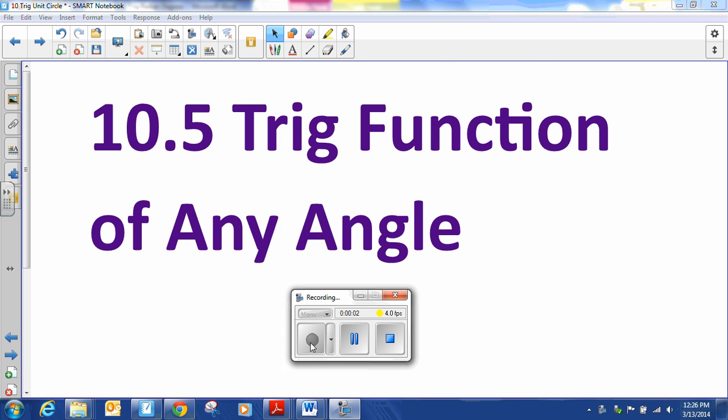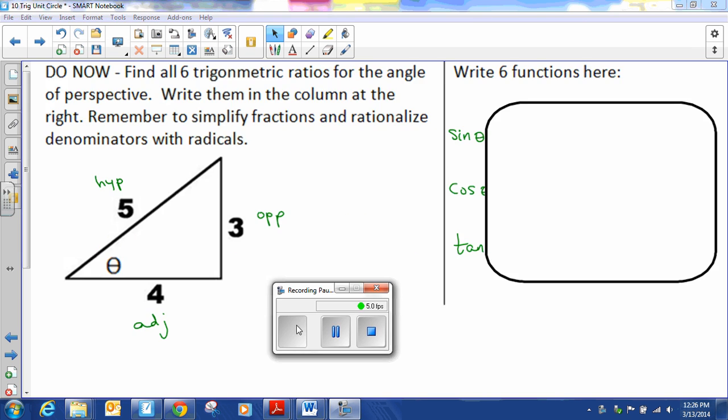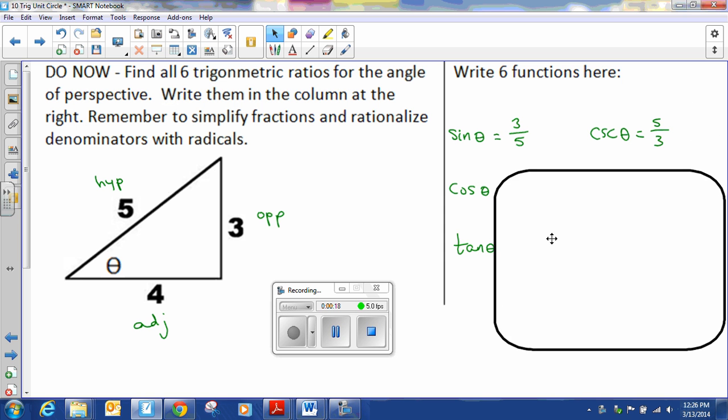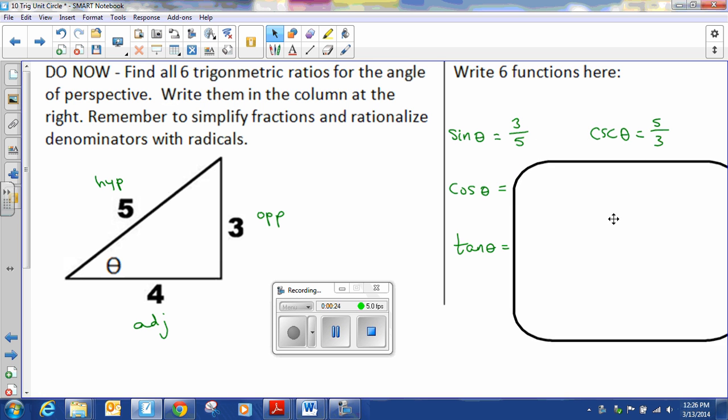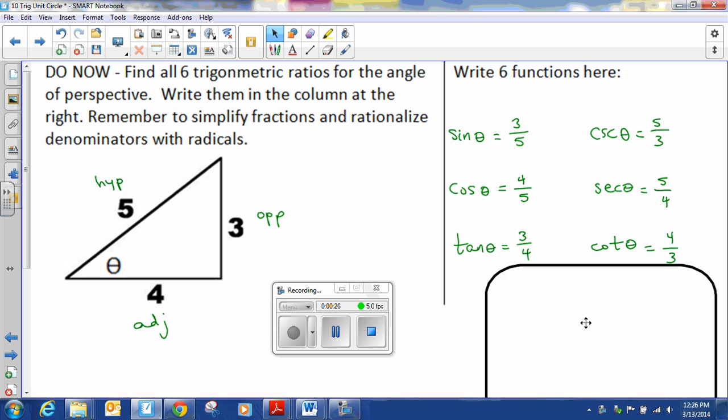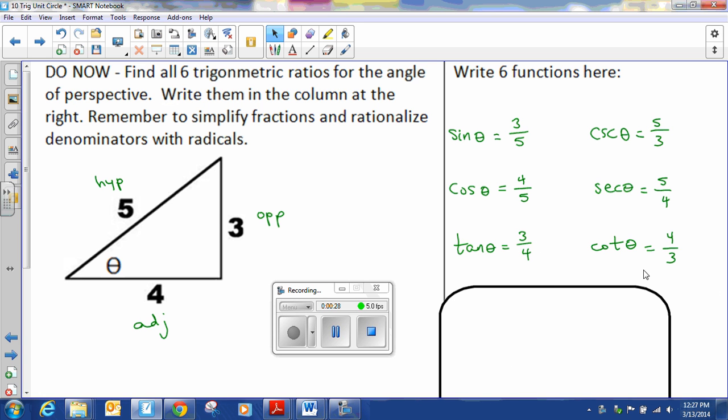9.5, trig function of any angle. Here's the do now. Find all 6 trig function ratios for the angle of perspective right here. So here's your opposite, adjacent, hypotenuse. Sine is 3 over 5, cosine is 4 over 5, tangent is 3 over 4, and cosecant, secant, and cotangent are the inverse or the reciprocal of each of these fractions.